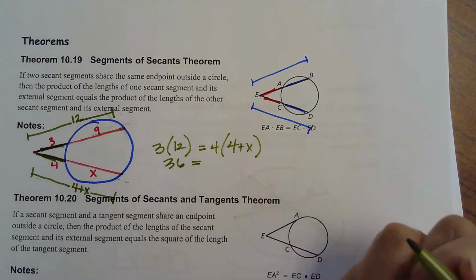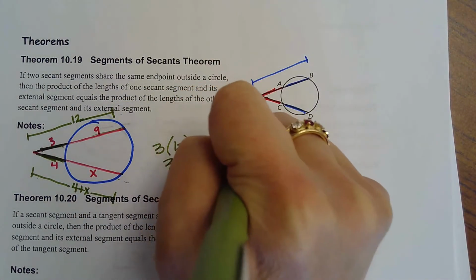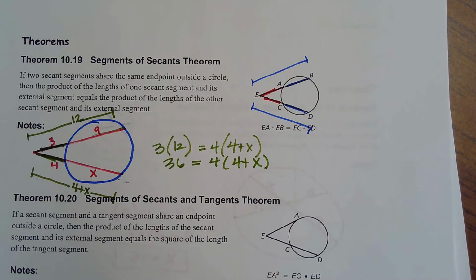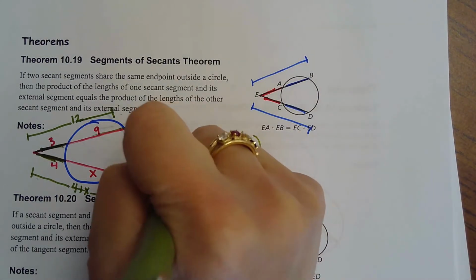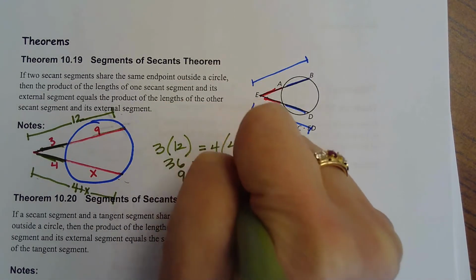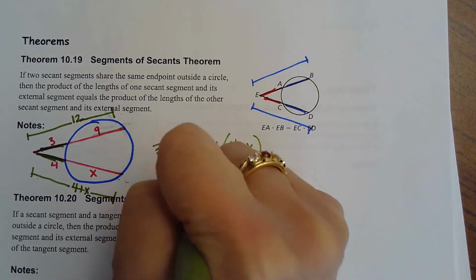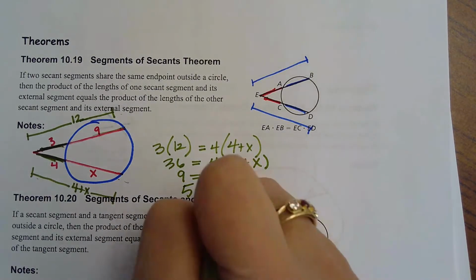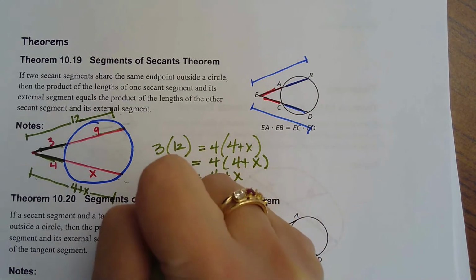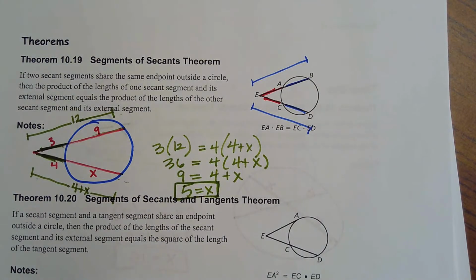All right, so we get 36 equals 4 times 4 plus x. I'm going to go ahead and divide both sides by 4 rather than distribute, just so I can clean things up a little bit. And then I'm going to subtract 4, so I get x to equal 5. And so in this case, we're just solving for x. We're not actually solving for anything else, like an angle or anything like that. So then I'm finished. So this is that two secant segments.